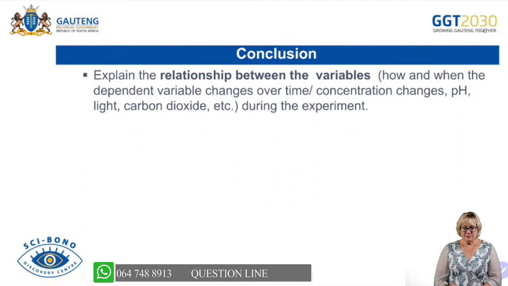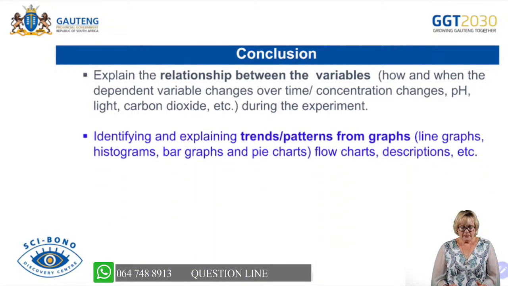Explain the relationship between the variables. Remember, in your hypothesis, you had the 2 variables. So now you must explain, how are these 2 still relating to one another after you have done the experiment? How and when the dependent variable changes over time, or concentration changes, pH, light, carbon dioxide. So it depends on what you have investigated during the experiment.